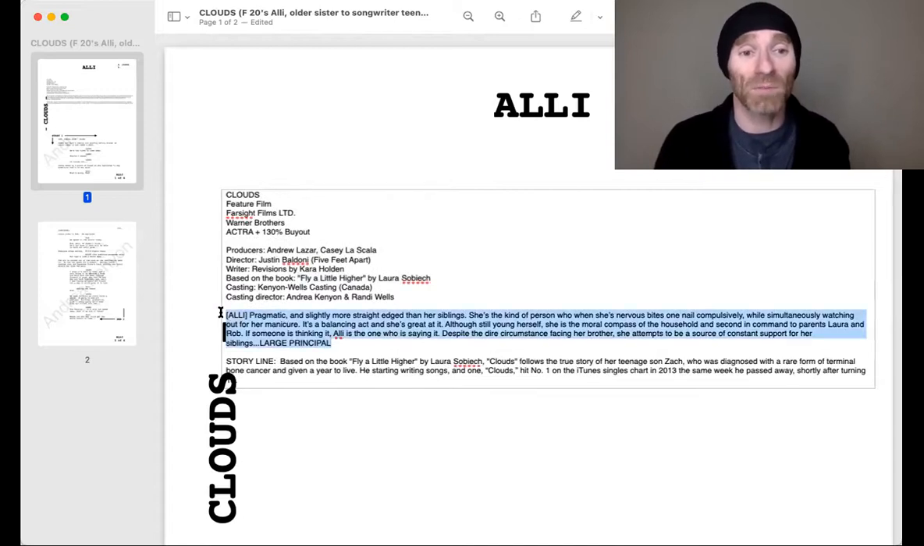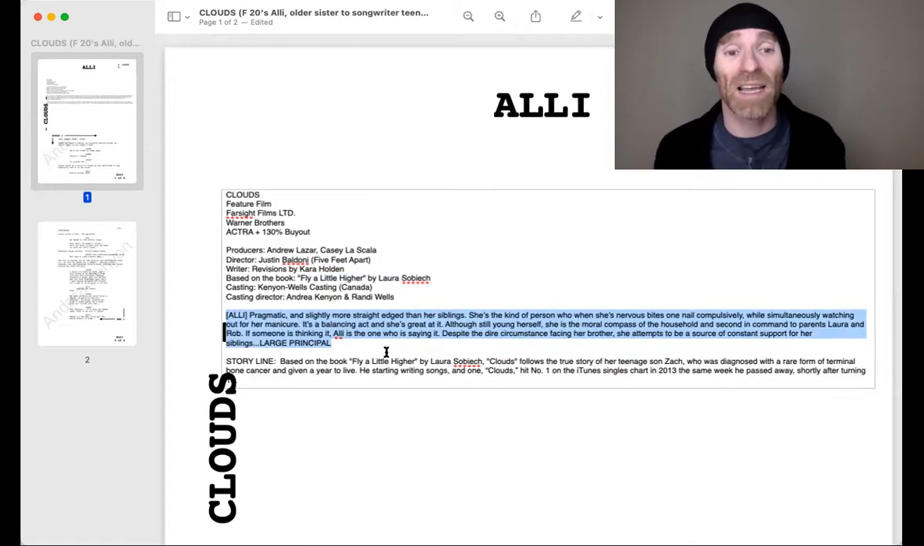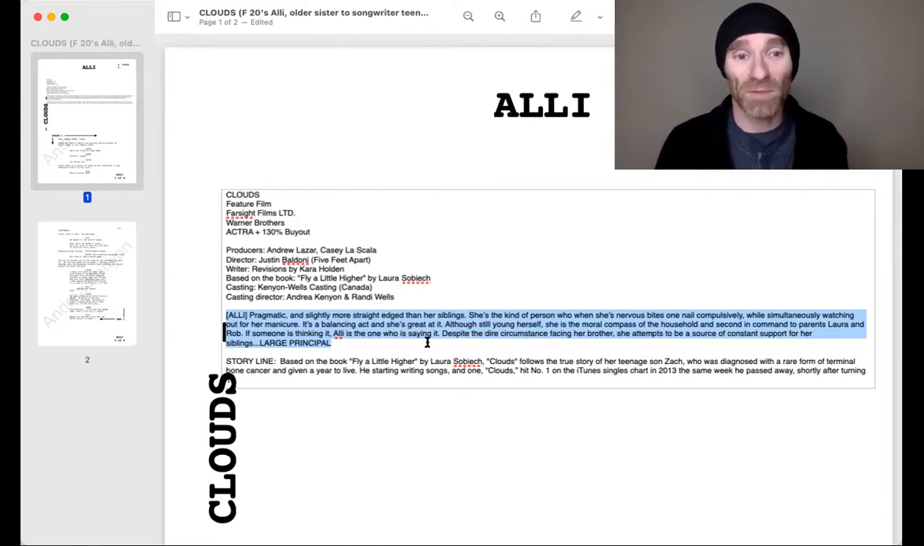This is what's called a breakdown for the character. So Alli: pragmatic and slightly more straight-edged than her siblings. She's the kind of person who, when she's nervous, bites one nail compulsively while simultaneously watching out for her manicure. It's a balancing act. She's great at it. Though still young herself, she's the moral compass of the household and second in command to parents Laura and Rob. If someone is thinking it, Alli is the one who's saying it. Despite the dire circumstances facing her brother, she attempts to be a source of constant support for her siblings. So all useful information: pragmatic, straight-edged, constant support for her siblings, moral compass.